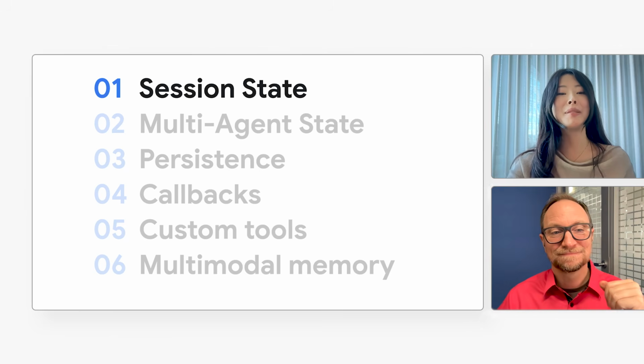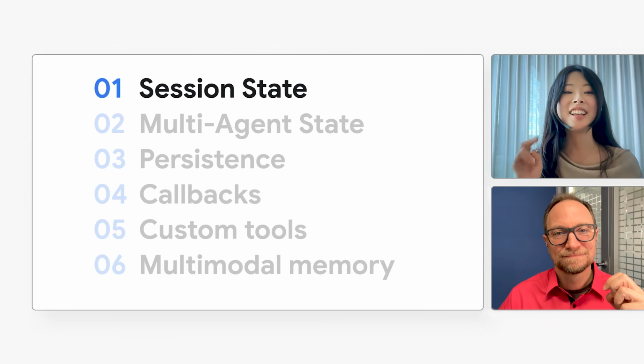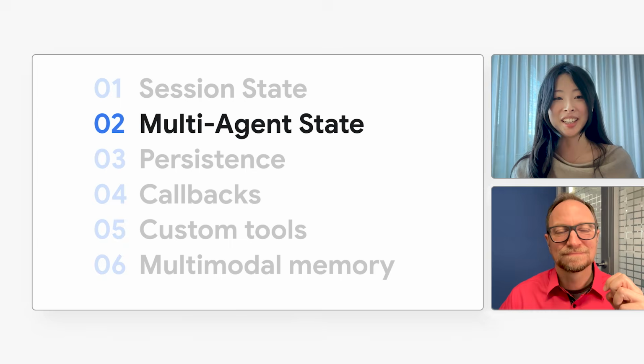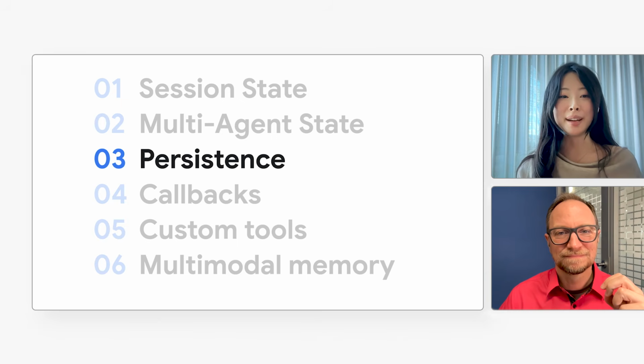In our previous video, you showed us 3 ways of making agents smarter by adding memory to them. Yeah, we've talked about first session state, and second multi-agent state, and last persistent memory. But you teased that there are 3 more ways of giving agents memory. Yeah, that's right. And let me show you.